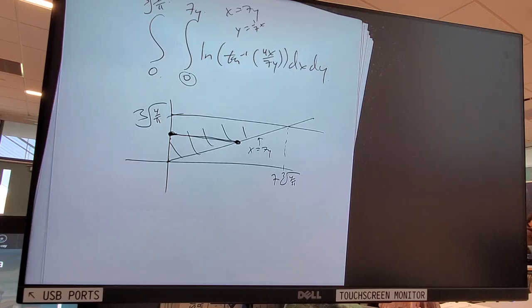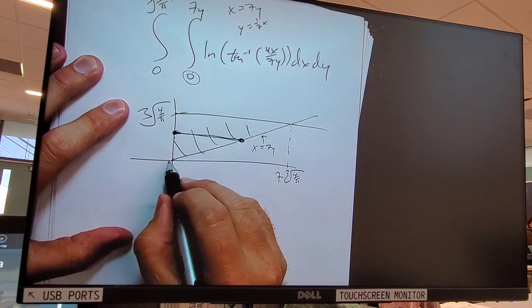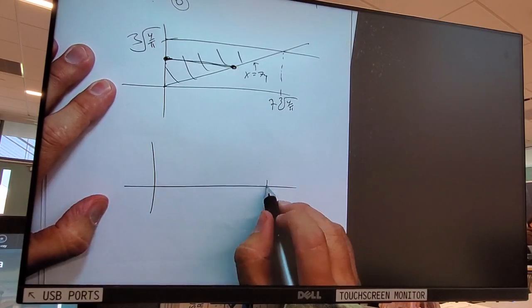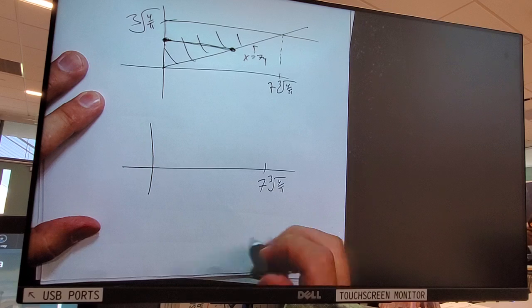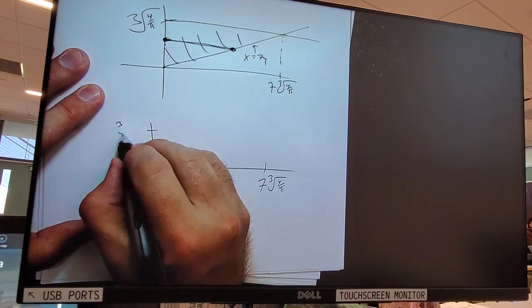So if we had to, we could switch these limits. Then x would go from 0 to this. And what would y do, if I did have to switch these limits? Are you guys kind of with me? X would go from 0 to this ugly number. Yes, poor little number. Didn't even ask to exist.